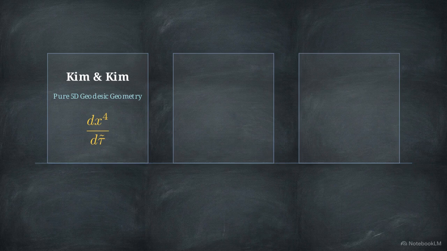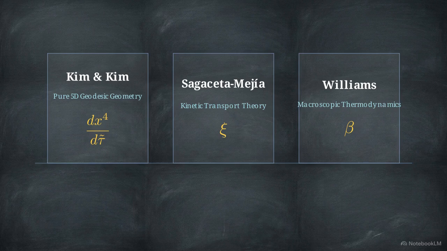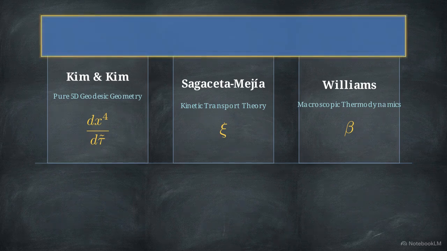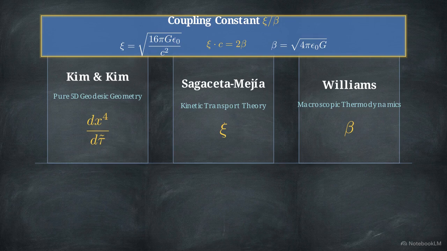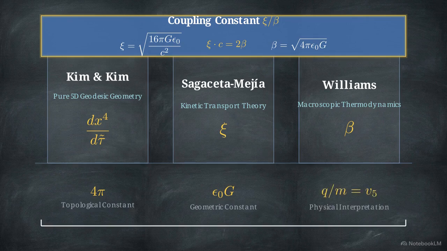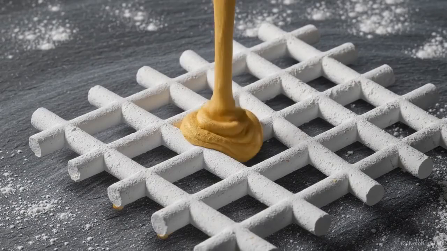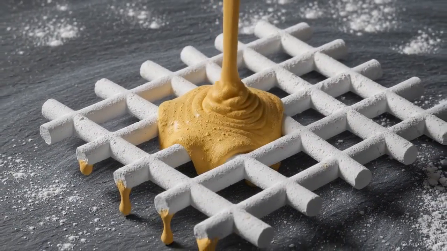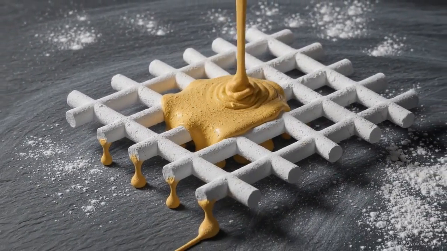We have successfully unified 3 completely independent lines of research into a single foundation. Kim and Kim established the pure geometry, Sagaceta-Mejía proved the kinetic transport, and Williams defined the macroscopic thermodynamics. Despite their different methods, all 3 pillars mathematically demand the exact same coupling structure. This completes the first tier of our analysis. We have established that the 4 pi factor is topology, the product of epsilon naught and G is geometry, and the charge-to-mass ratio is simply a velocity in the 5th dimension. With the geometric substrate verified, we have our foundation. The next phase of investigation uses this validated structure to decode the Williams viscosity framework.